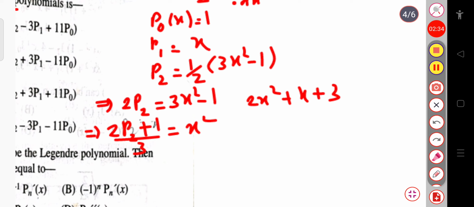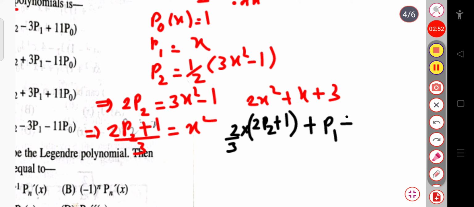Now in place of 2x square, I can write 2 into (2P2 plus 1) divided by 3. Plus x, which is your P1. So this is P1, plus this 3 can be written as 3 into 1. So simply this will be 3 into P0 of x.